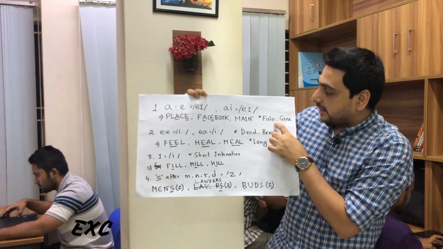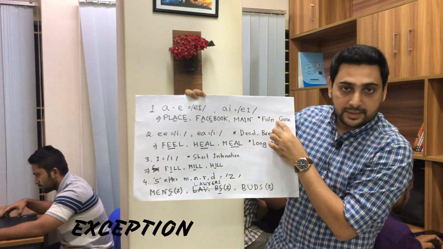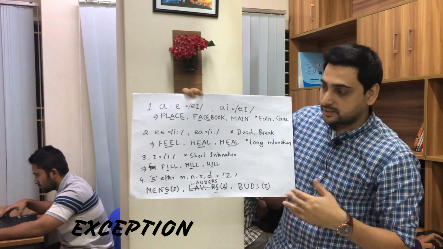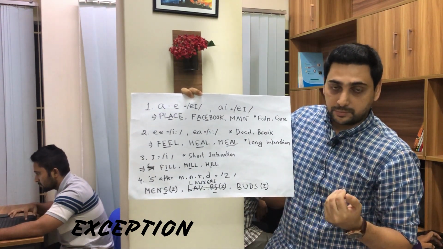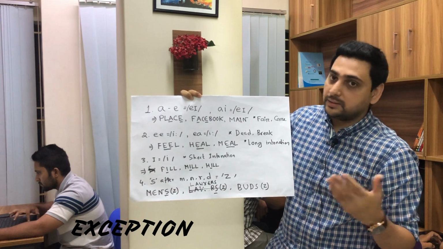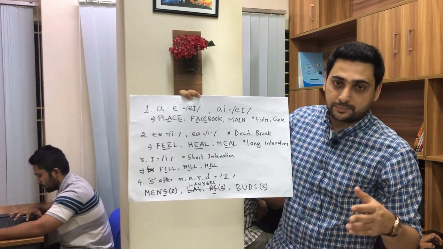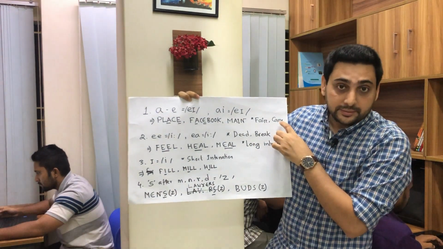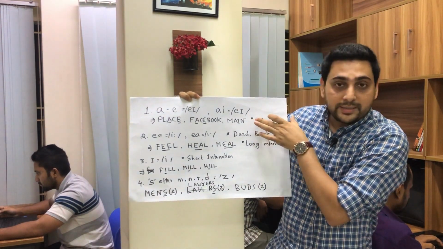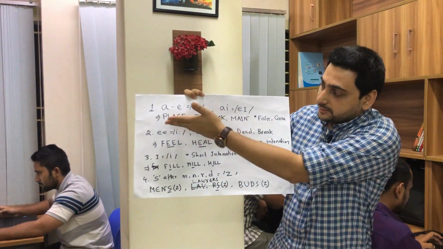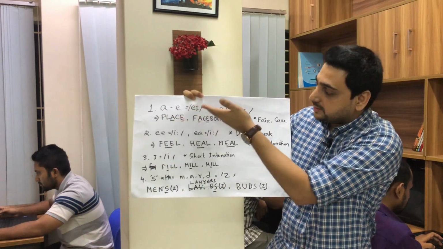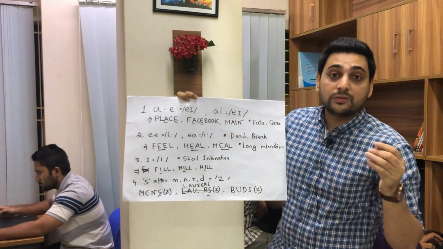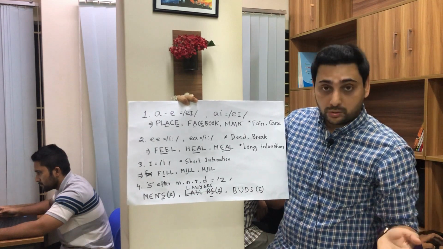When you have R with AI, after AI, the pronunciation is changed, is fair. In British style, they say fair. They don't pronounce the R, they kind of pronounce fair, something like this. Care, there is R, that's why the exception is there. Otherwise, this is the pronunciation pattern, place, Facebook, main. Don't pronounce Facebook or place, that is wrong.